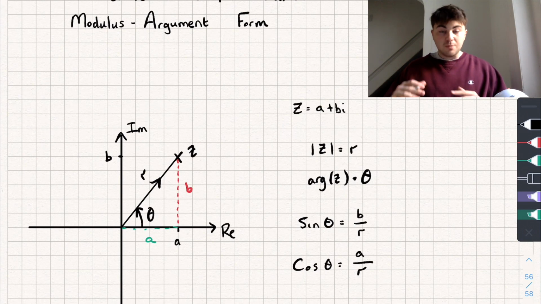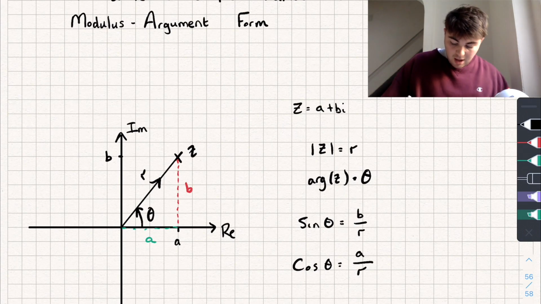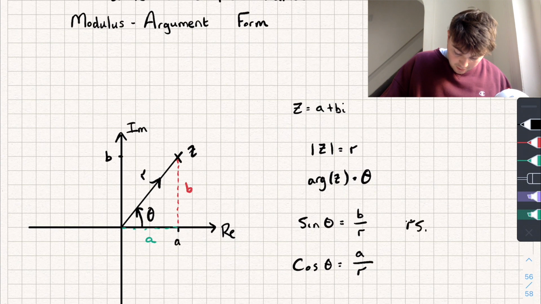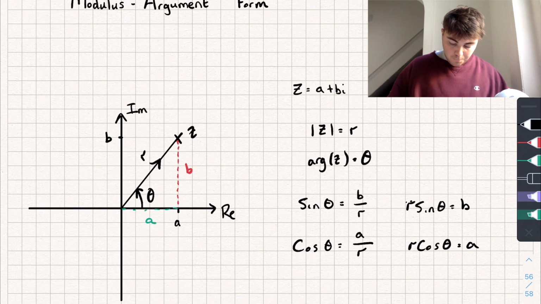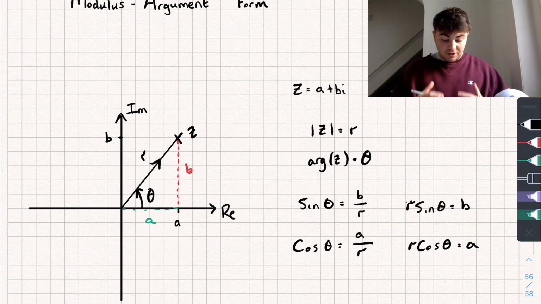Now let's rearrange these by multiplying them both by r, and we get that r sine theta is equal to b, and r cos theta is equal to a. Now we can use this to represent our complex number.